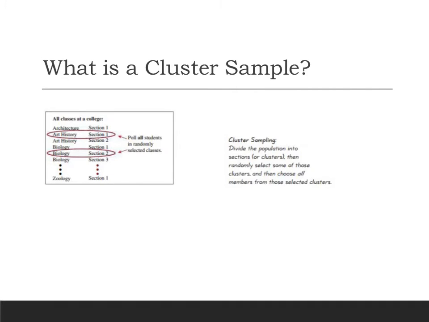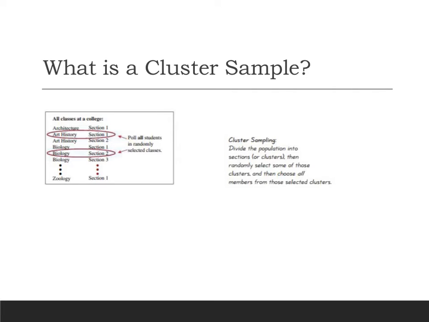We have all the classes at a college, so architecture, art history, a couple art history classes, several biology classes, all the way down to zoology. And we would randomly select certain classes and then poll or survey everyone in the classes that we choose.